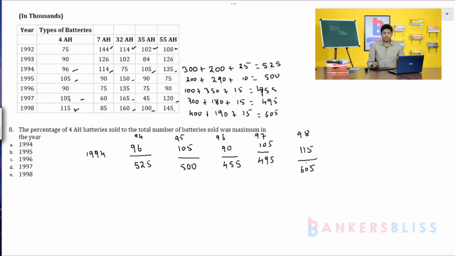So among these fractions, you have to calculate which is the highest one, the maximum value. So among these 5 fractions, you have to calculate which is the bigger one.